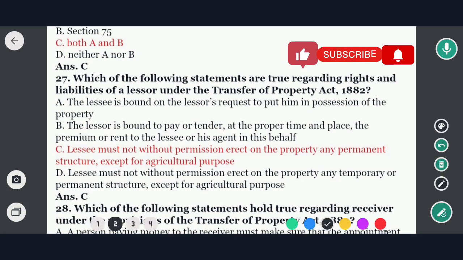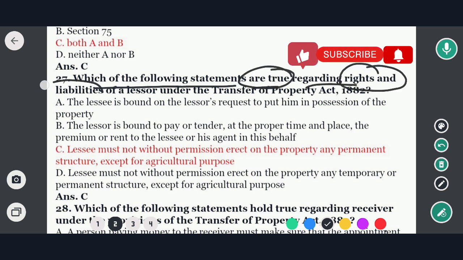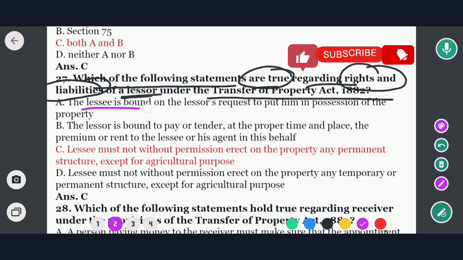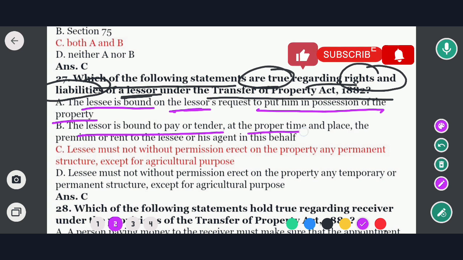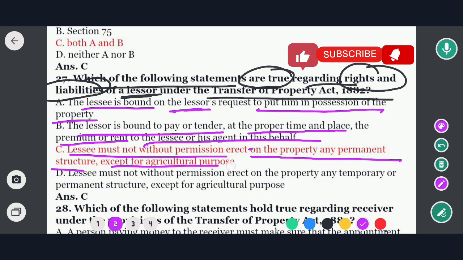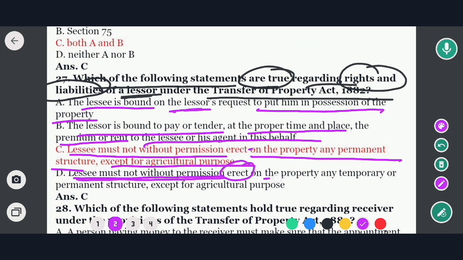Next question is, which of the following statements are true regarding the rights and the liabilities of the lessor under the Transfer of Property Act 1882? The options are: the lessee is bound on the lessor's request to put him in possession of the property. The lessor is bound to pay or tender at the proper time and place the premium or rent to the lessee or his agent in this behalf. Next, lessee must not, without permission, erect on the property any permanent structure except for agriculture purpose. Next, lessee must not, without permission, erect on the property any temporary or permanent structure except for agriculture purpose.